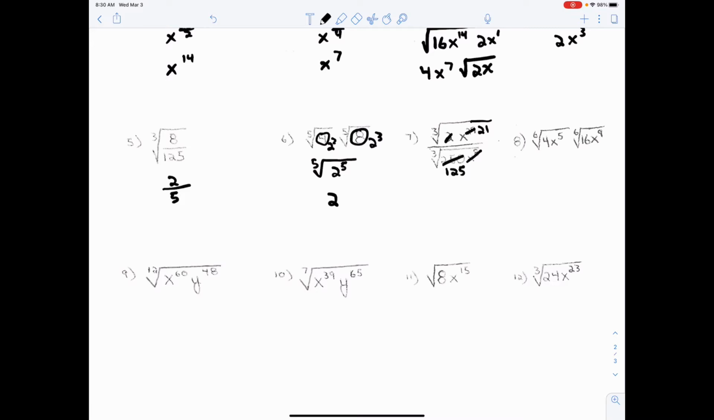So cancel your fractions first. And remember, that's assuming there's no plus or minus between any of these things. So what's the cube root of x to the 21st on the top? X to the 7th. The cube root of 125 is 5.